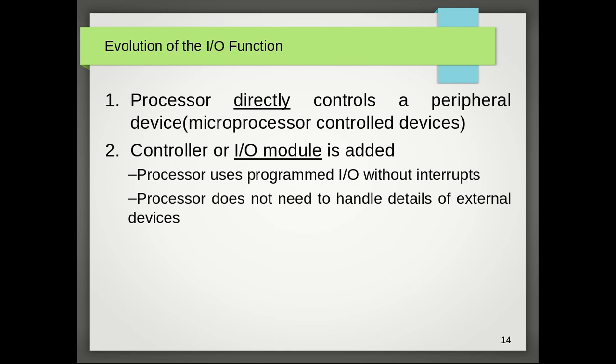Here we have to first study the evolution of I/O function. First, the processor directly controls the peripheral devices. That is the very first thing we were using in the early part of this evolution, and microprocessor controlled devices are the ones that use this direct processor control. Then the next evolution is the controller or I/O module. Here a separate I/O module is added. The processor uses programmed I/O without interrupt, and the processor does not need to handle details of external devices.